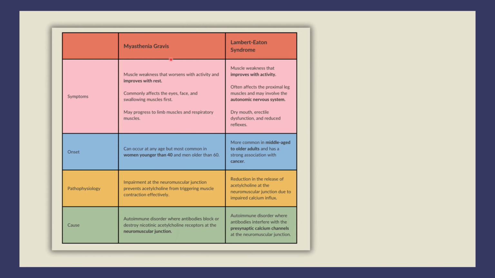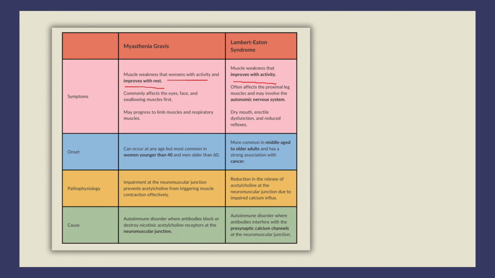So we can see the symptoms and then the onset, pathophysiology, and the cause. In Myasthenia Gravis, usually the symptoms are worse with activity, which is very important, and improve with rest. It's the opposite in Lambert-Eaton Syndrome, which improves with activity. We're going to discuss briefly later why that is so. But for now, just remember: Myasthenia improves with rest, and Lambert-Eaton improves with activity. So it's better to exercise. E for Eaton and E for exercise, gets better with exercise.